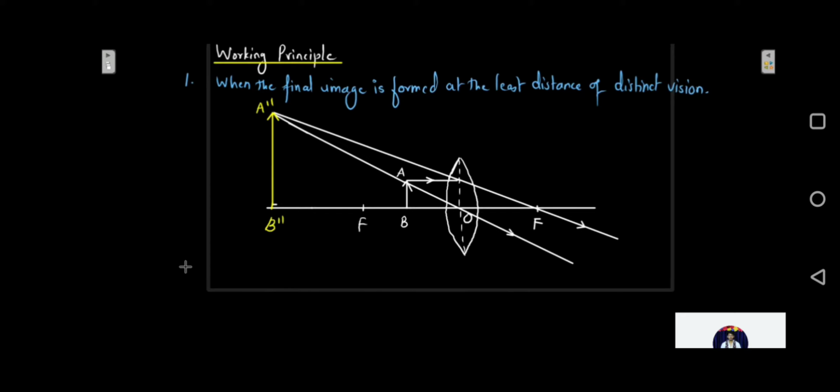Since the normal eye can see an object clearly at the least distance of distinct vision, that is 25 centimeter for a normal eye, the position of the lens will be so adjusted that the final image is formed at the least distance of distinct vision from the lens. So the position of this object will be such that the distance at which the image is formed is going to be the least distance of distinct vision. That is, for a normal eye it is going to be 25 centimeters. So this is going to be your capital D.